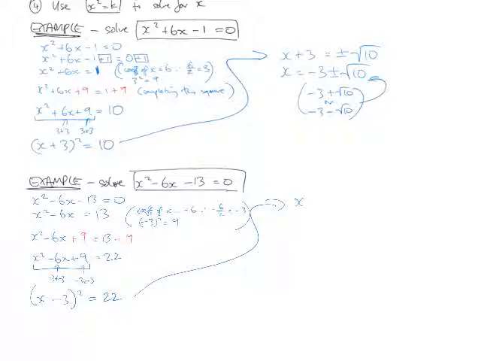Opposite of squaring something is the square root. So it's going to be plus or minus the square root of 22. x is going to be, what's the opposite of taking 3? Adding 3. So it's going to be 3 plus or minus the square root of 22. So that is how you solve using the completing the square method and then using perfect squares to factorize. Hopefully that helps you out, and I will see you on the next video.